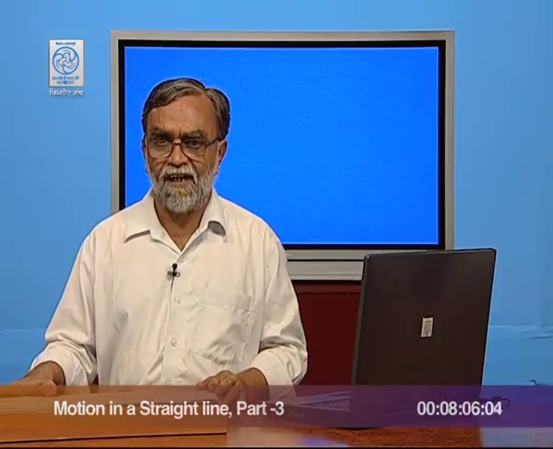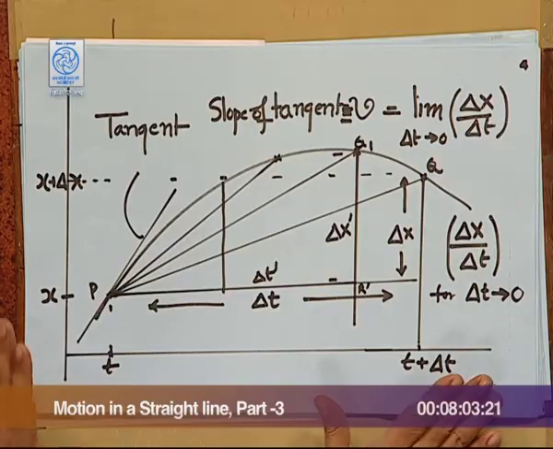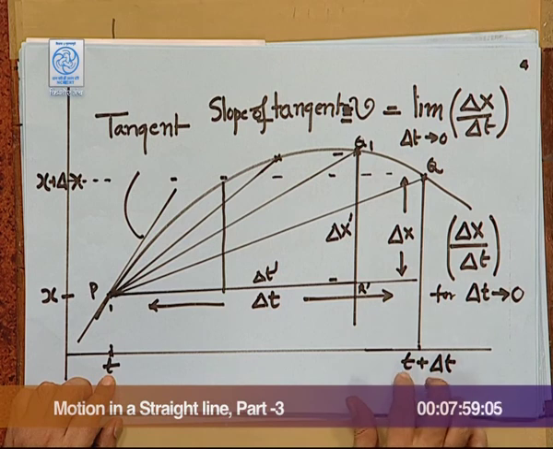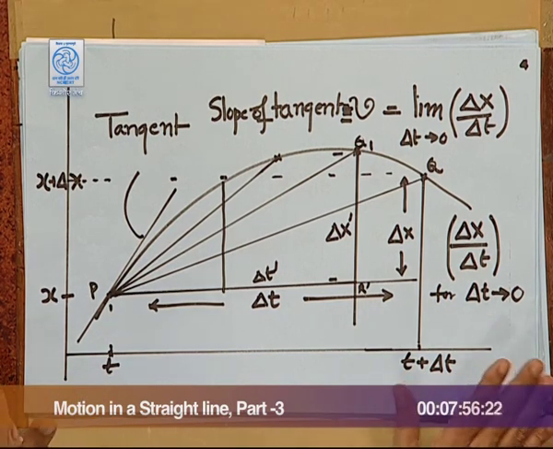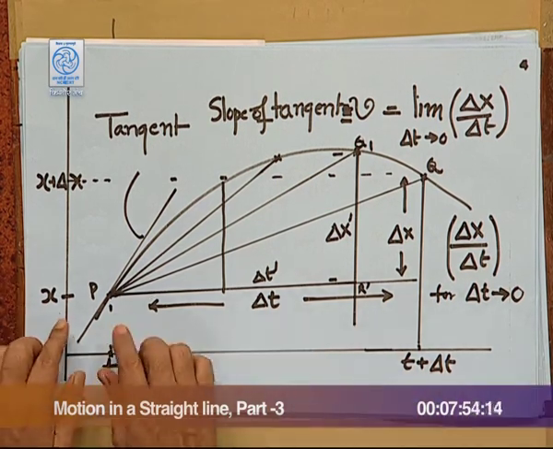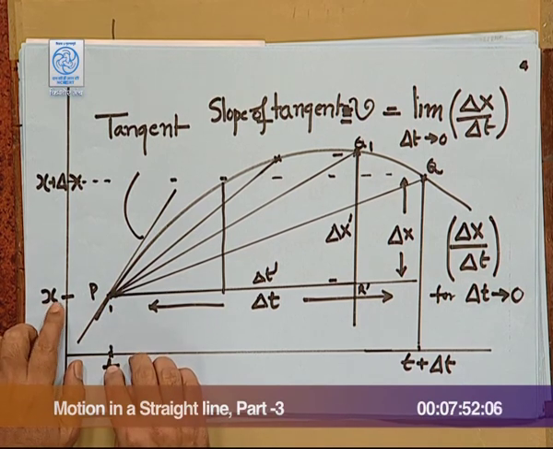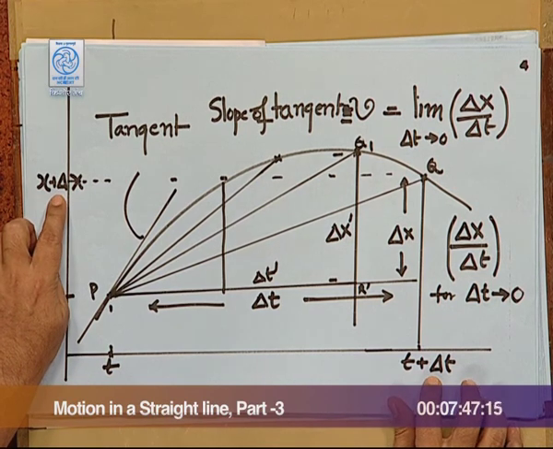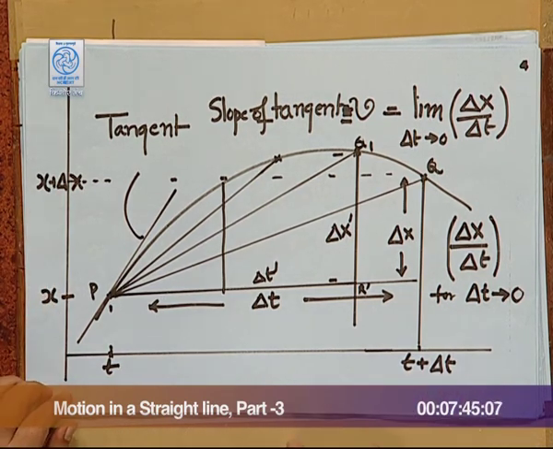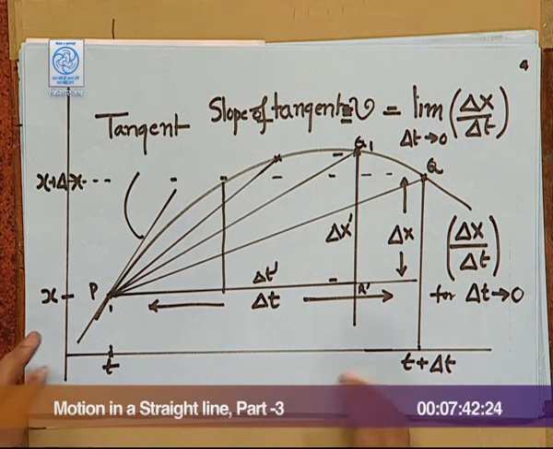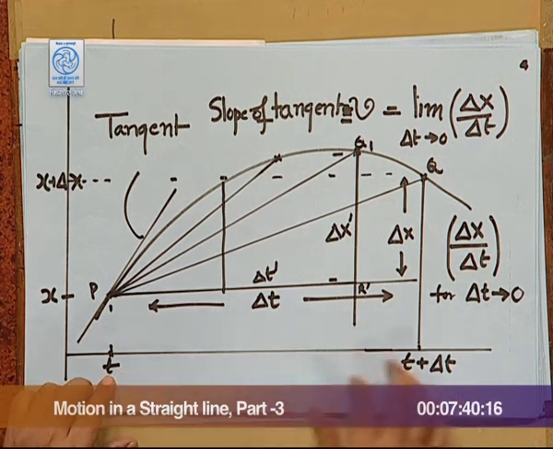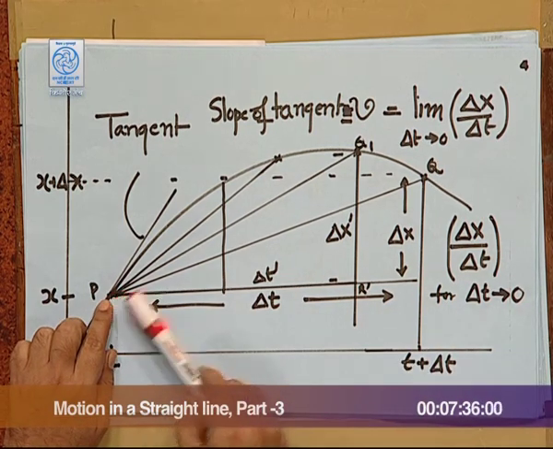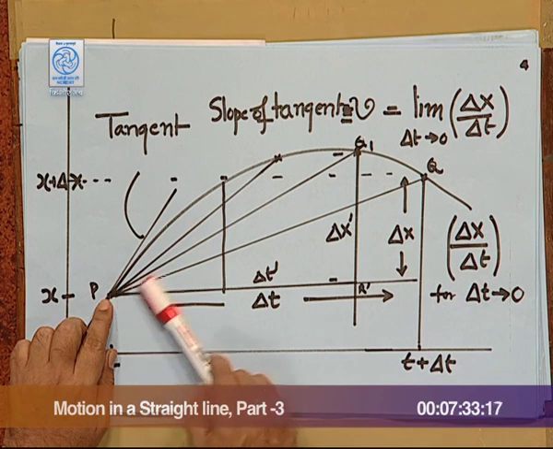Let us look at this position time graph, in a very small interval of time, from time t to t plus delta t of the particle moving along a straight path. Its position coordinate at time t is x, at time t plus delta t is x plus delta x. Now, to find the average velocity in the interval t and t plus delta t, you join this point P to point Q and you get this line.